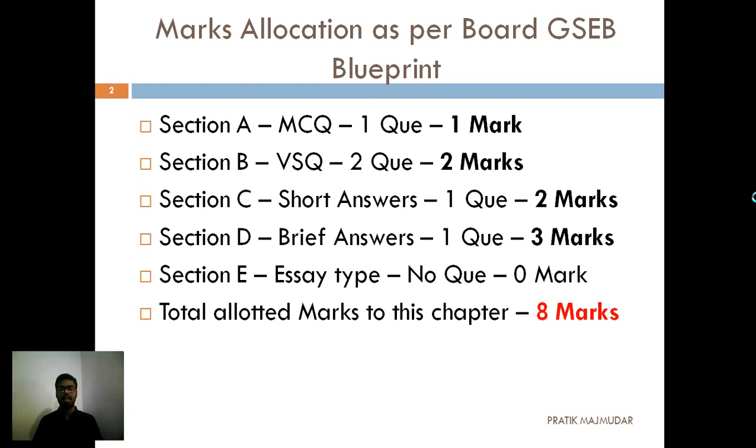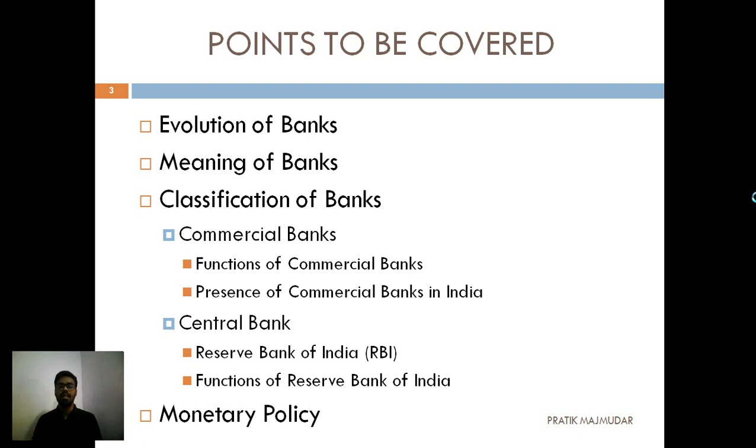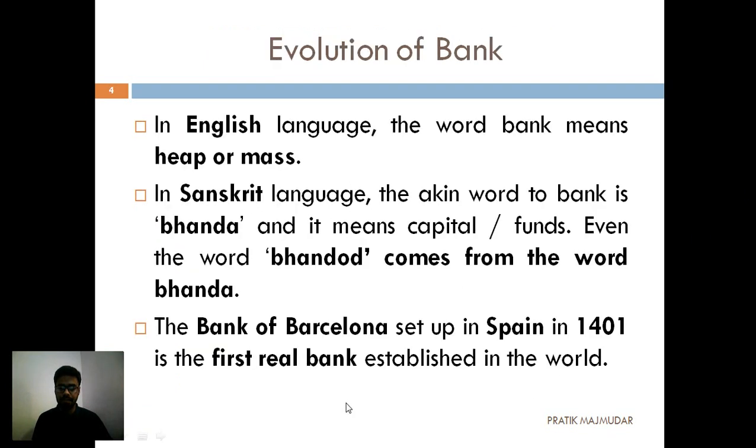Okay. So let's start with what we are going to study in this chapter. These are the points which we are going to cover. First one, evaluation of bank, how bank has started. Then the meaning of bank, and classification. The classification is divided into 2 parts: one, commercial bank, and second, central bank. And the last topic, monetary policy.